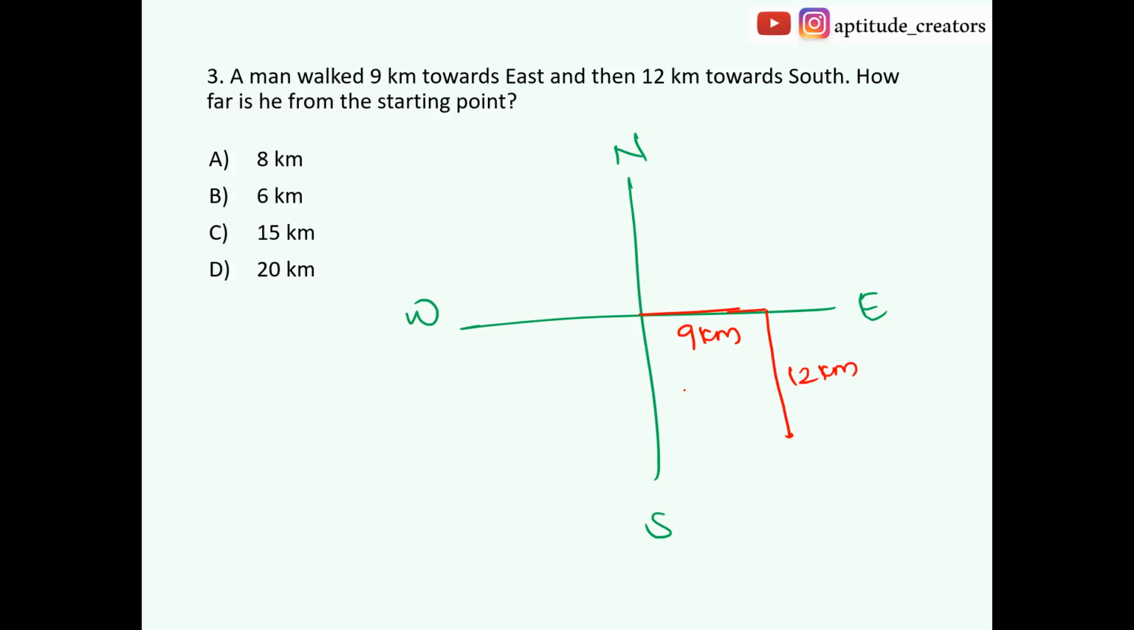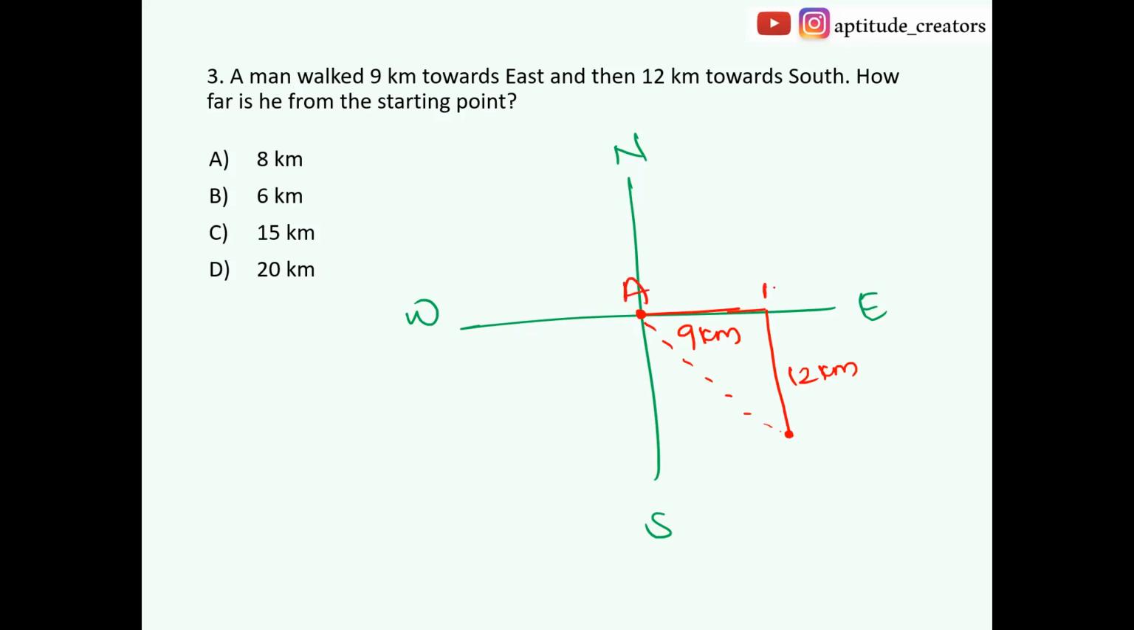Now, what is the question? How far is he from the starting point? This is the starting point and this is the ending point. How we can calculate? We can calculate by using Pythagoras theorem rule. I hope everyone knows Pythagoras theorem rule. Correct? In our childhood days, we learned Pythagoras theorem rule.